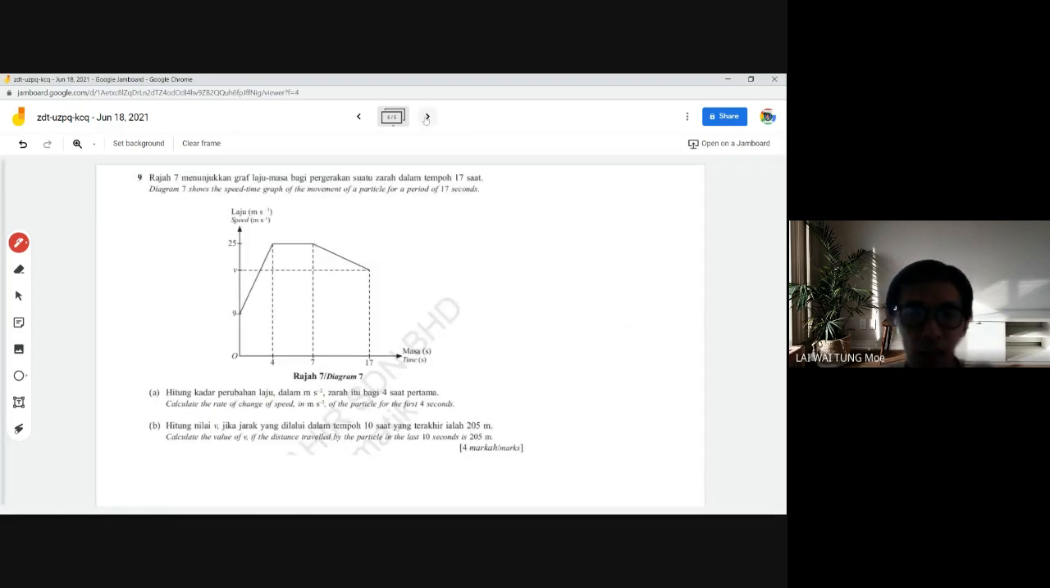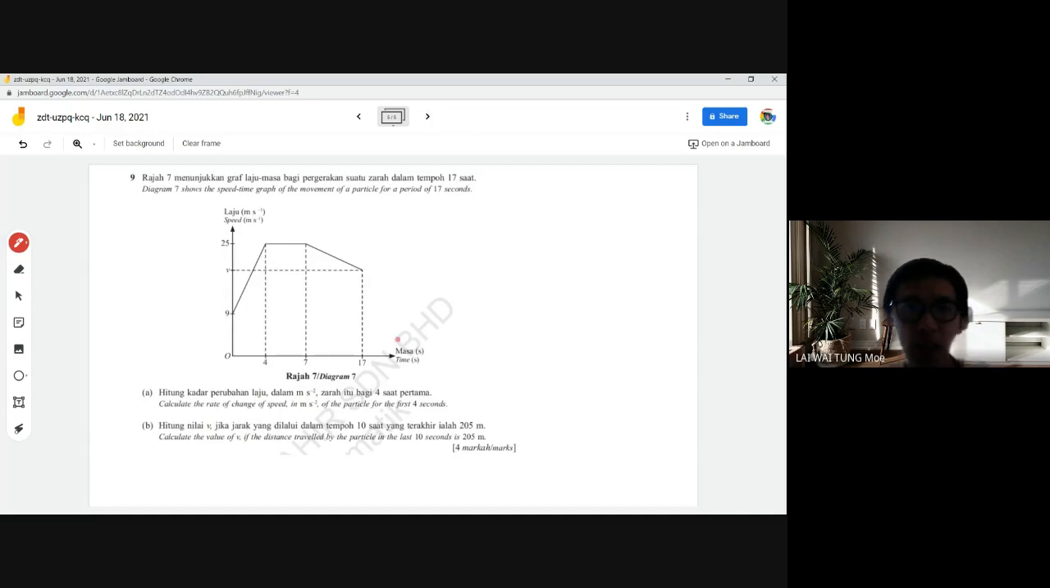Okay, that brings us to the last question. I think most of you also get it correct. So this is a very easy question. The first question is calculate the rate of change of speed. So actually another word for this question is find the acceleration. So what is the formula for acceleration?